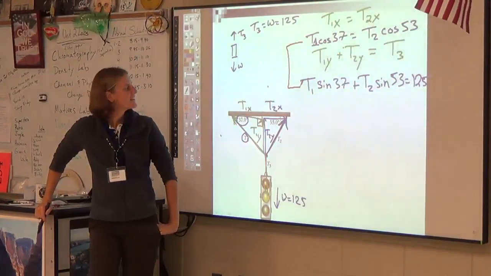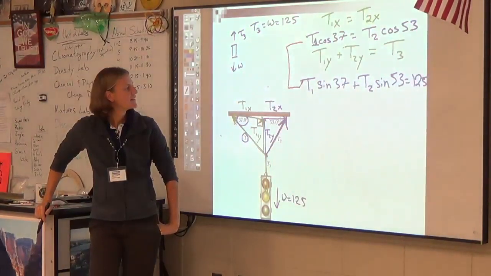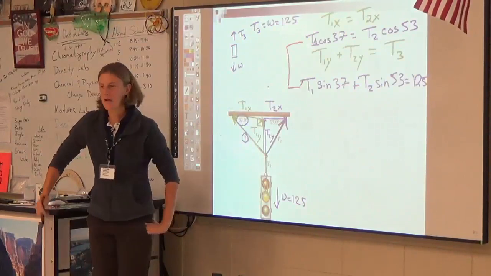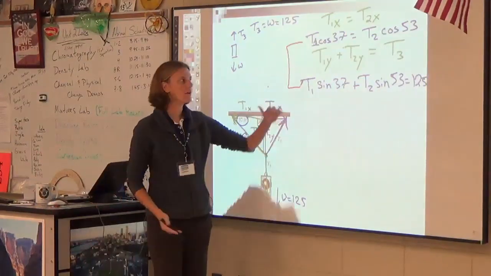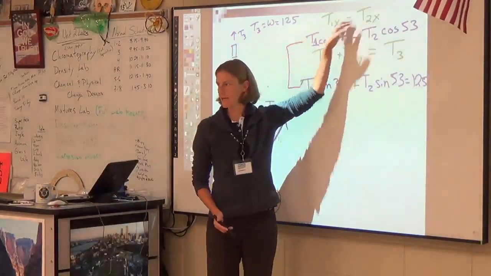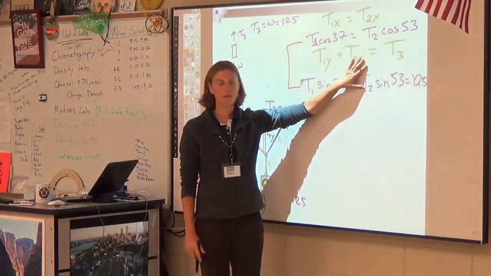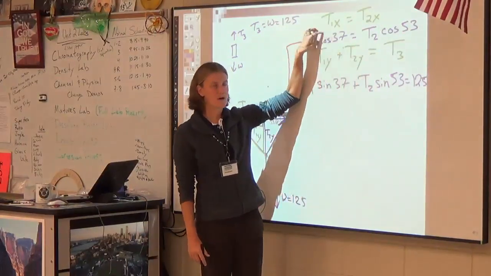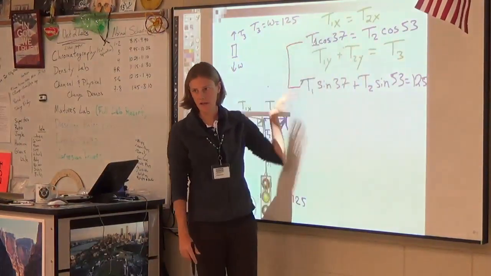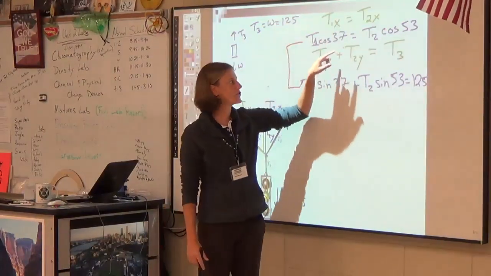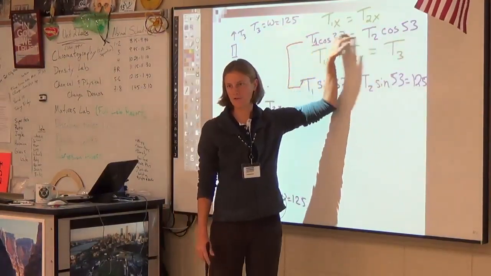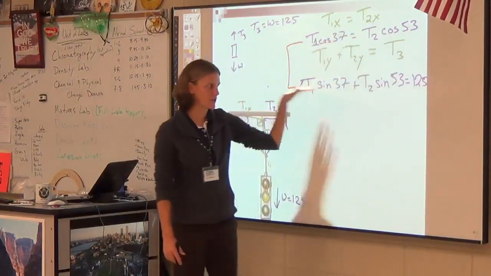Like subtract the T2 cosine 53, make it set equal to 0, and then do substitution or elimination. Yeah, we need to do some substitution. This is how a lot of your problems will work out. You've got an equation for left-right, an equation for up-down, and you'll need to solve for one variable in one of them and plug it into the other. So I couldn't just answer this with the x direction, too many unknowns. I couldn't just do it with y.